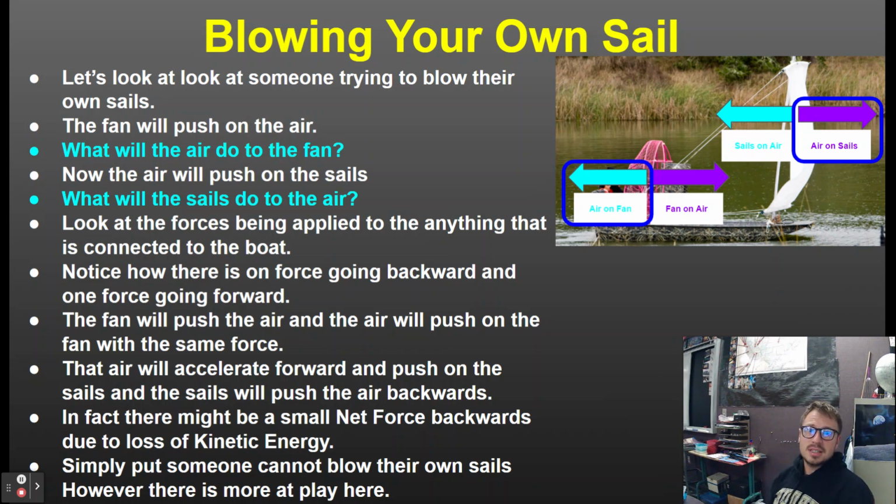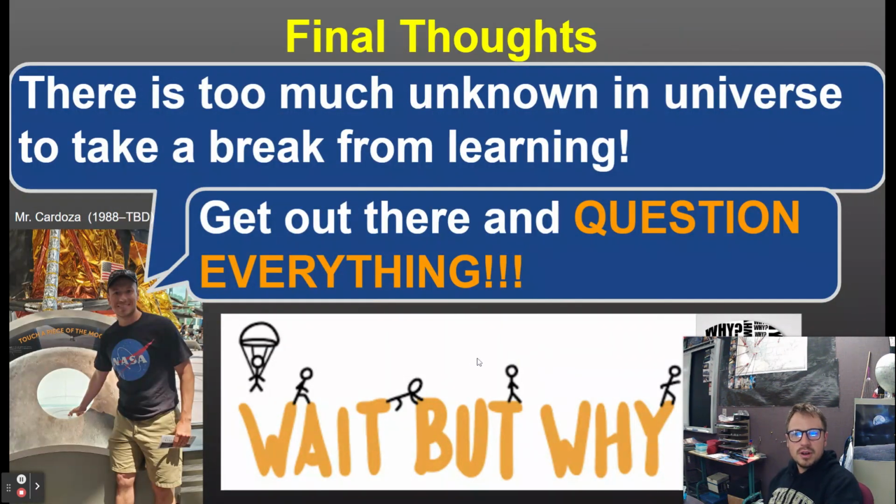I always put this one because this one still confounds me. Even though I've been teaching physics for a long time, it still confounds me, and I really like it when I run into problems like this. So as a final thought, remember there's just too much unknown in the universe to take a break from learning. Get out there and question everything.